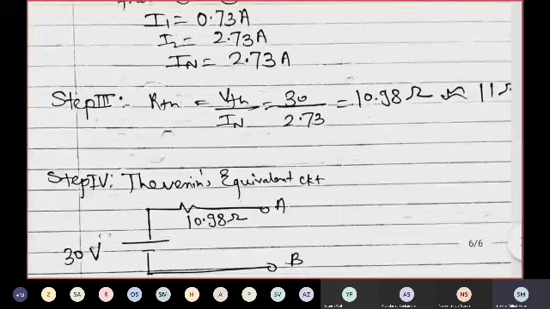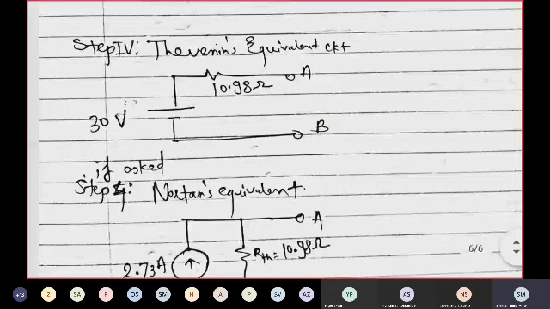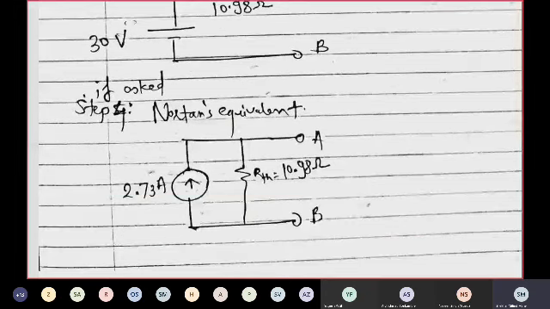In this way, your final step number 4 is Thevenin's equivalent circuit. If asked for Thevenin's equivalent circuit, you can draw it this way: 30 volt and 10.98 ohm between A and B. In this way, you have replaced your circuit. And if asked for Norton's equivalent, then you have to draw this circuit: 2.73 ampere going in this direction from A to B, and then RTH.